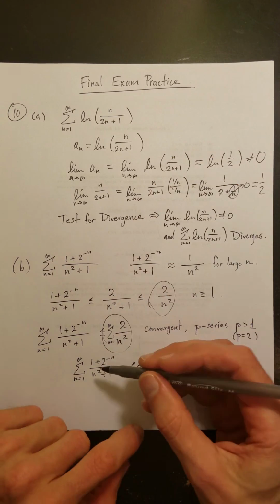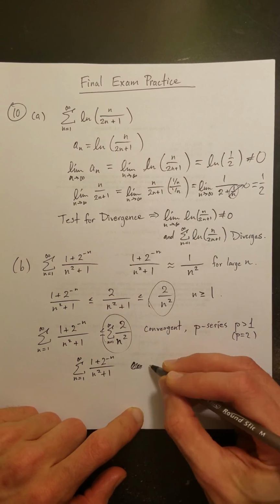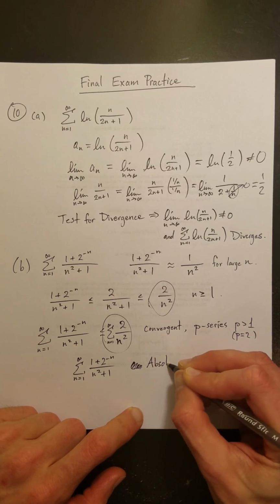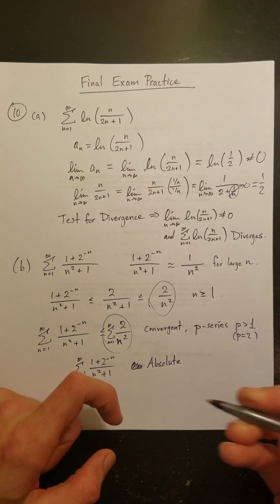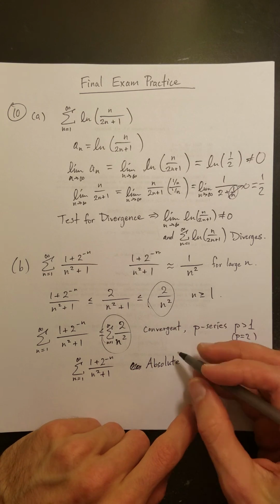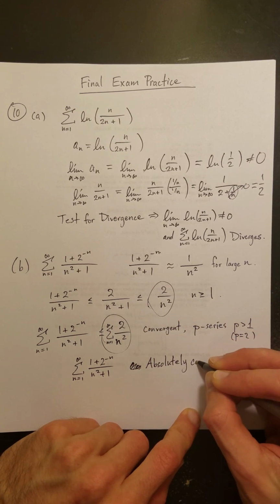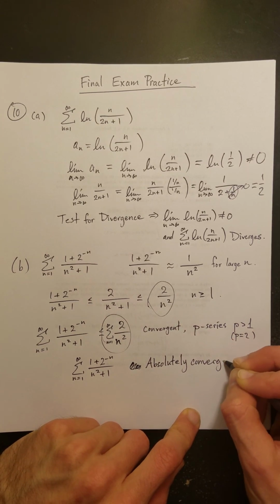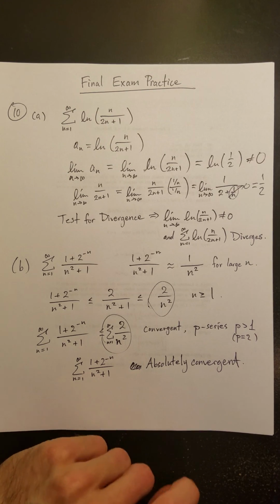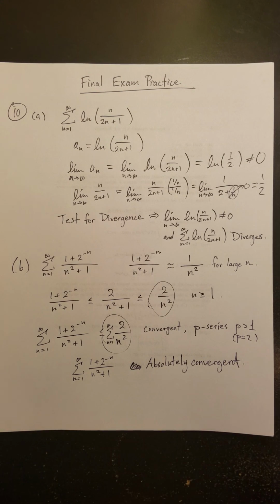And in this case, since all of our terms are positive, we'll just say that it's absolutely convergent, because absolute convergence and convergence are one and the same thing here. All right, so that finishes up part B, and we're going to go on to part C in the next video.